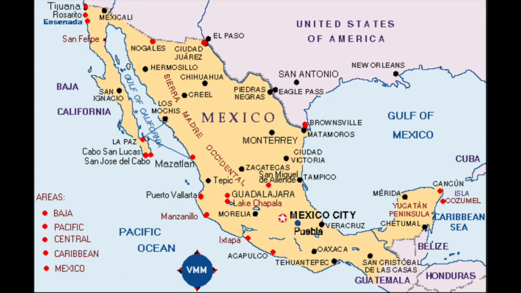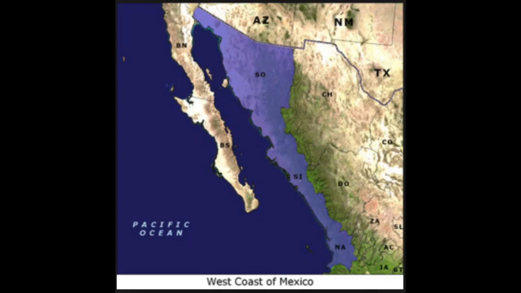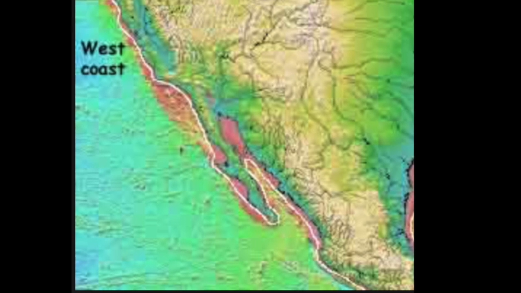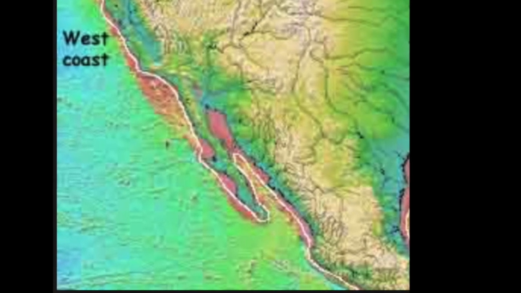In this image, you can see a map of Mexico and the west coast of Mexico, which this presentation will be focusing on. Here you can see a zoomed in image of the west coast of Mexico. The coastline takes up about 6,500 kilometers. This is an image of the continental shelf of Mexico. And as you can see in the red zones, this is where the continental shelf extends to.